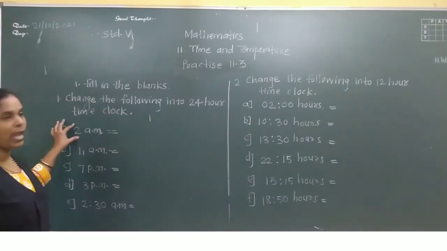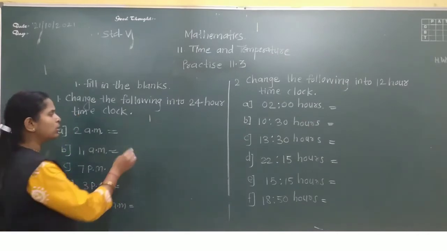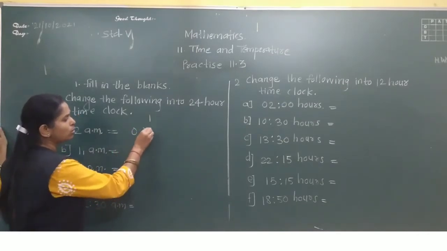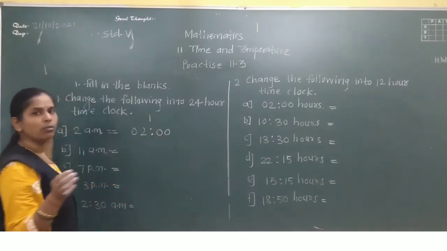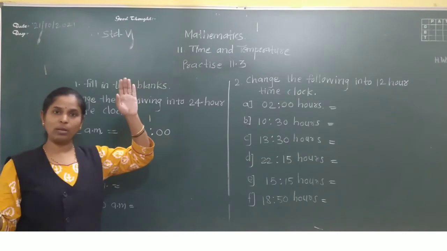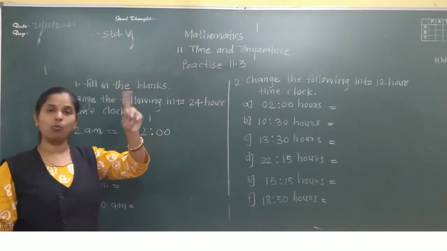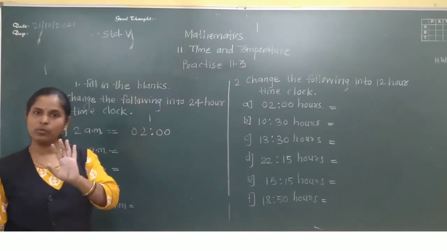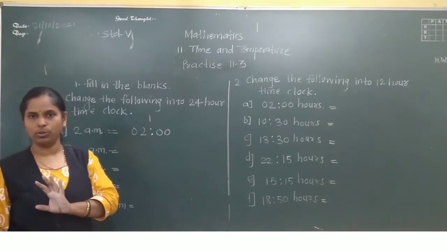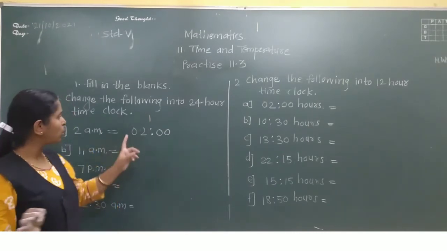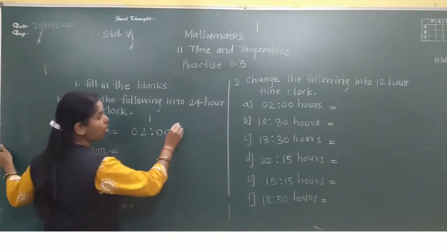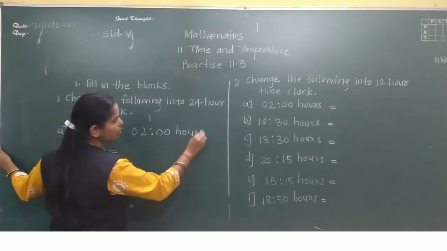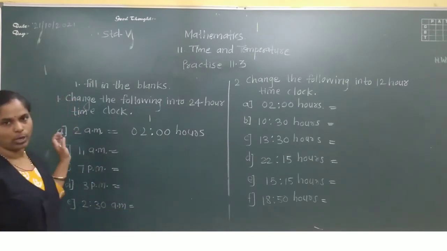Here, 2 AM. In 24-hour, what will it be? 02. It is morning 2 o'clock. After midnight, 1 comes, so from 1 to 12 noon, the same numbers we are using to show AM. So 2 AM in the 24-hour clock is written as 2 hours. Only in this pattern we have to write.